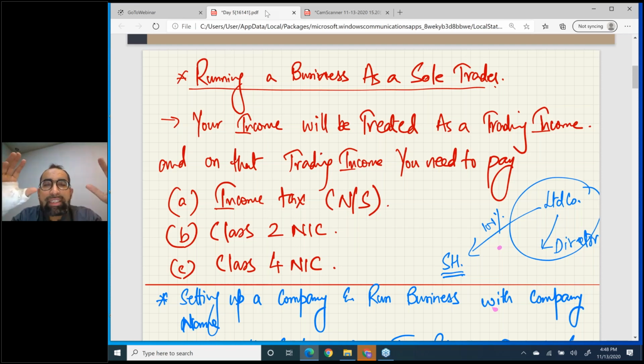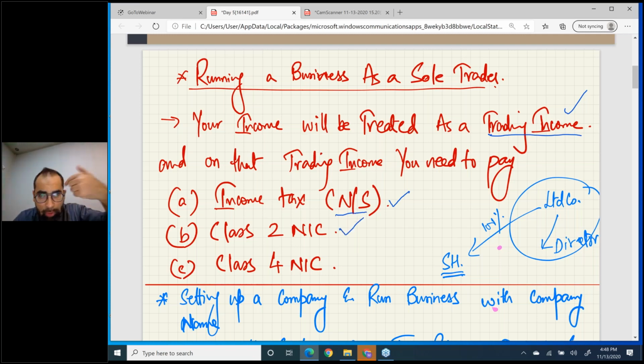If you run your business as a sole trader, meaning an individual, a human natural person owner, your income will be treated as trading income. I taught you all this on day 3. When you run your business as a sole trader, your income is trading income. On trading income, you have to pay income tax, and that income is non-savings income.